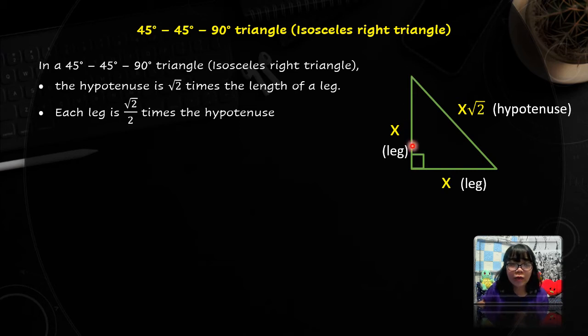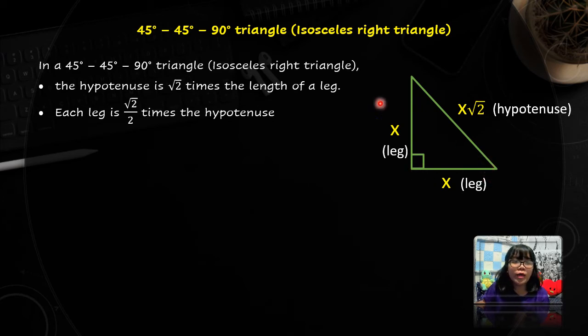So if this is one leg, this will be equal to the other leg because this is a 45, 45, 90 degree triangle. So this angle here is congruent to this angle, and those opposite sides will also be congruent to each other. So whatever is the measure of this side will be the measure of this side as well.